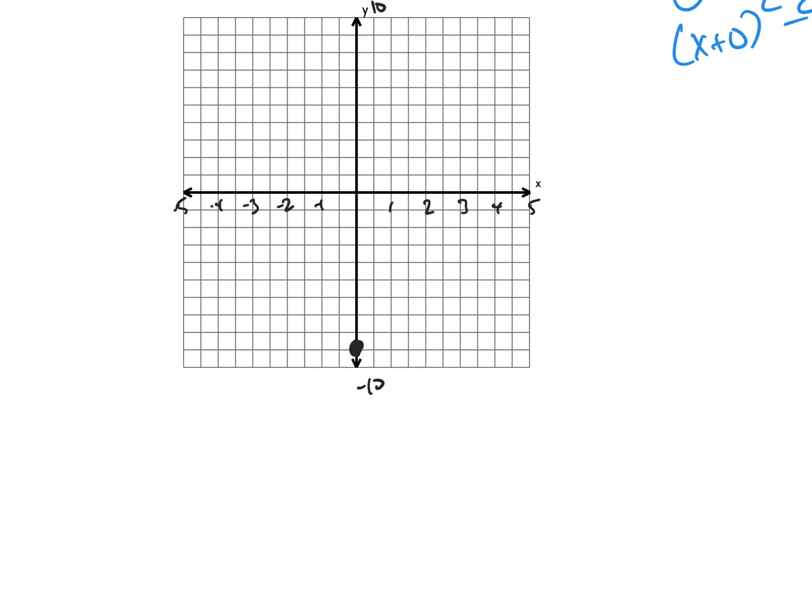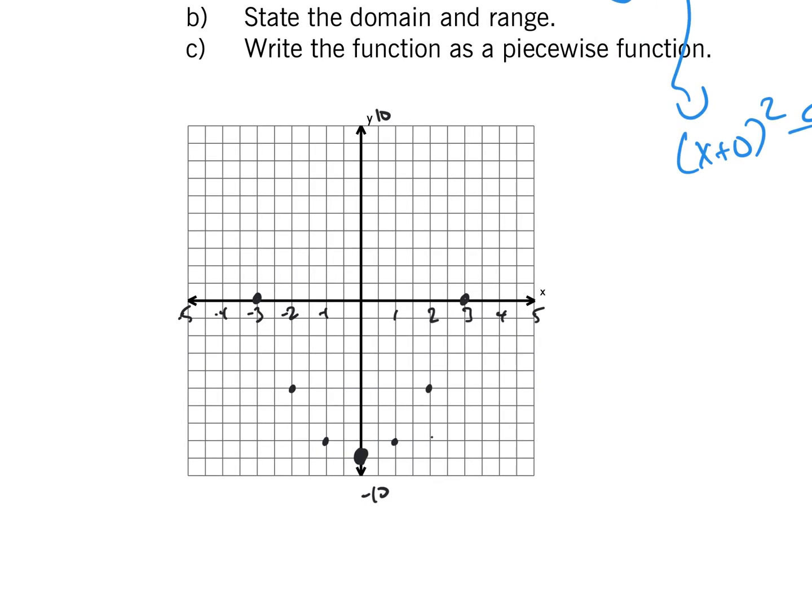Up 1. So it's over 2, because every 2 units on this graph is 1, so it's over 2, up 1, over 2, up 3, and then over 2, up 5. Sorry, not 5, sorry, 7. My bad, it's 7 now. So that's 7 here, 3 and 7 here.